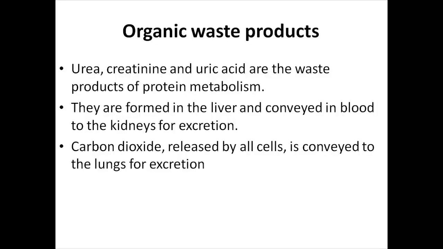So organic waste involves things like urea, creatinine, and uric acid, which are waste products of protein metabolism. The protein metabolism that takes place abundantly within the liver offers this organic waste, urea, creatinine, and uric acid, which are formed in the liver and conveyed in blood to the kidney for excretion. So the metabolic activity within the liver that involves the metabolism of protein and later on offers this excretory product, they are the ones which are conveyed to the kidney via the blood.